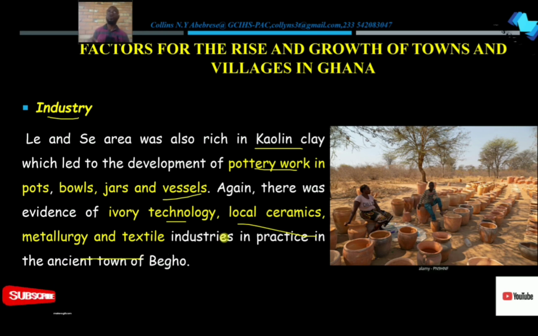There was also evidence of ivory technology and local ceramics, metallurgy, and of course textiles in these areas, or in ancient Begho. You recall I showed you an image of an excavated port in Begho. That also tells you that the people who lived in Begho were actually involved in these industries. So when these industries are available in a particular area, it encourages people to come and settle, because they are able to find themselves doing a viable economic activity. And that is how most of the towns grew and rose up in Ghana.